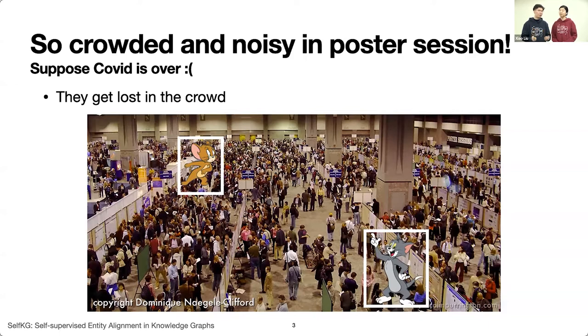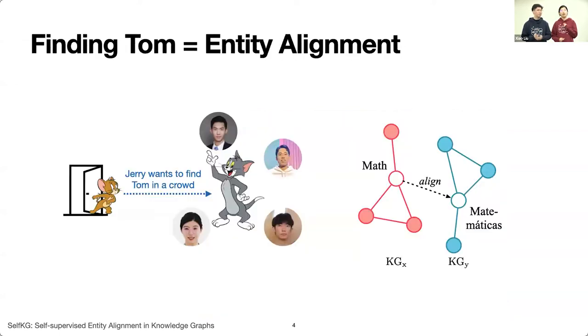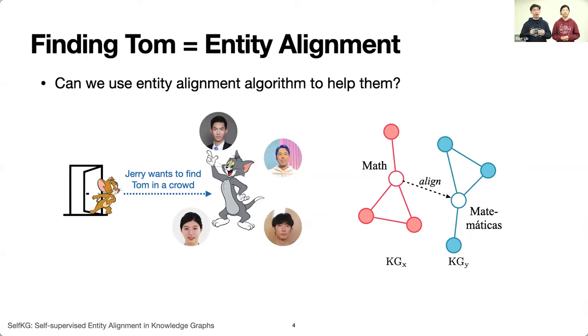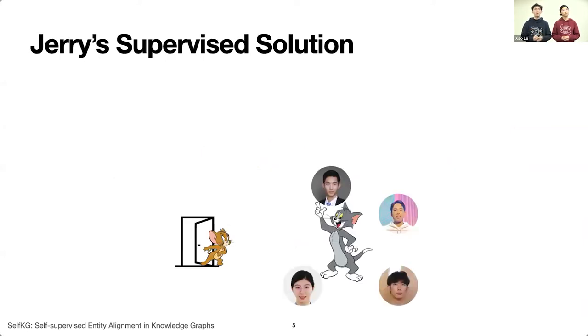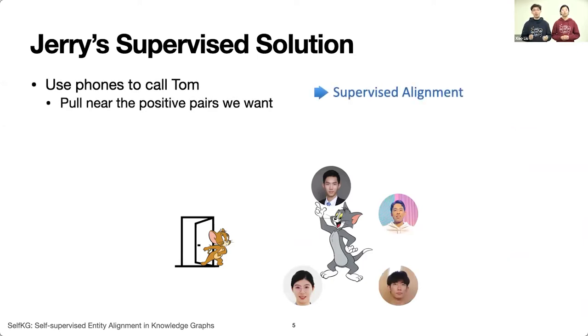Colleen, can you figure out how we can help? Well, I think this problem is quite similar to the entity alignment problem in knowledge graphs. Maybe we can design an alignment algorithm to help them. Yeah. The two buildings are the entities we want to align, and the crowd of people is the negative example. Can we use entity alignment algorithms to help them? Well, the common practice is similar to supervised entity alignment. Jerry could just use a phone call and ask people to help them near the positive pair in the alignment.